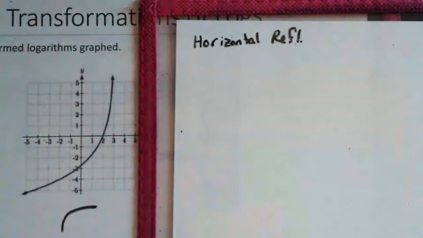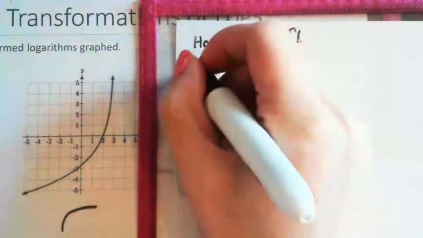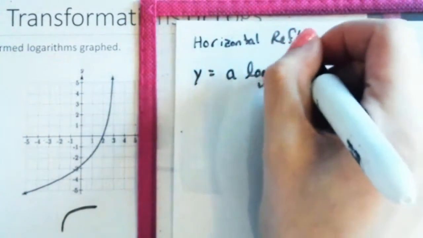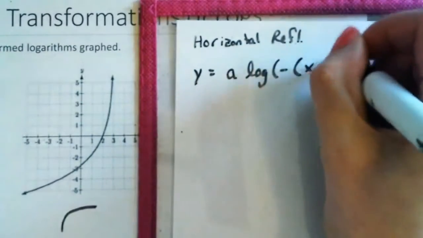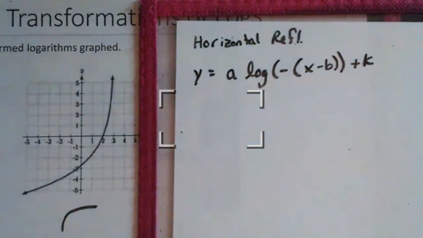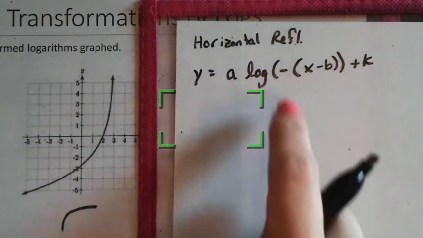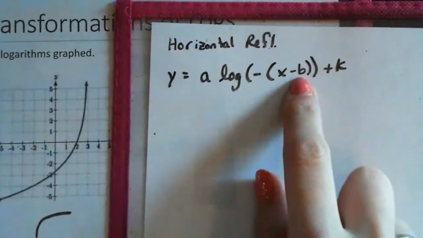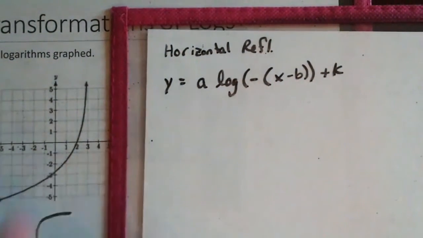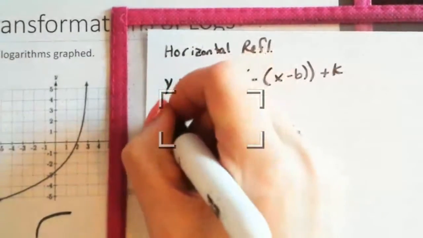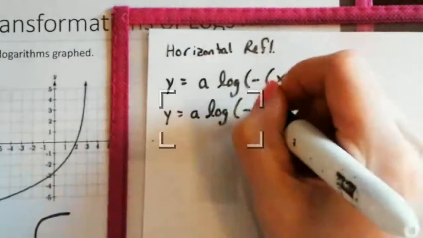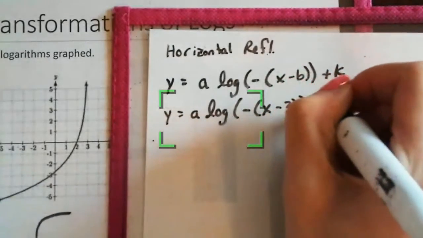And if it is horizontally reflected, then we need to use the equation y equals a times the log of negative x minus b plus k. What makes it special is that when there's a horizontal reflection, we need a negative in front of our x minus b. So our b is our vertical asymptote, which happens at x equals 3. I'm going to plug that in. We have y equals a times the log of negative x minus 3 plus k.